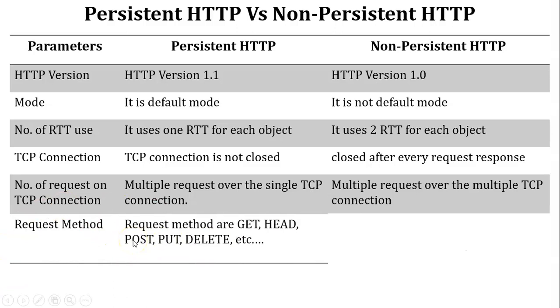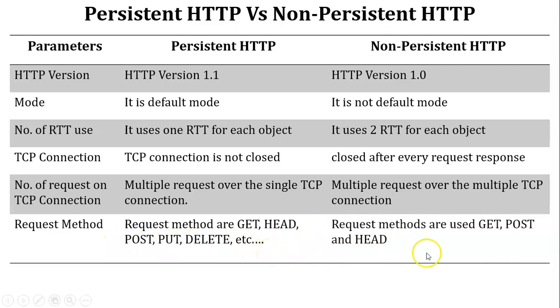In persistent HTTP, it uses get, head, post, put, delete, and many more methods. In non-persistent HTTP, it uses only get, post, and head methods. So this is the difference between persistent HTTP and non-persistent HTTP.